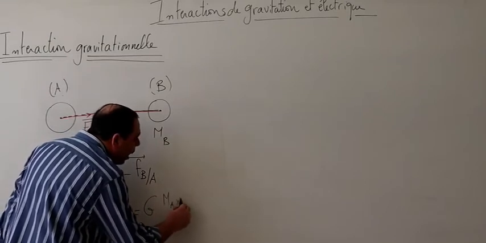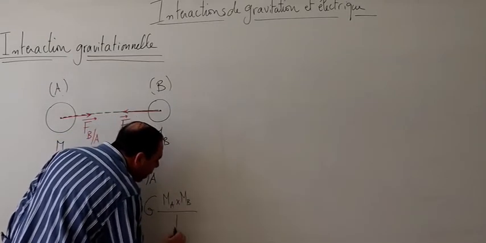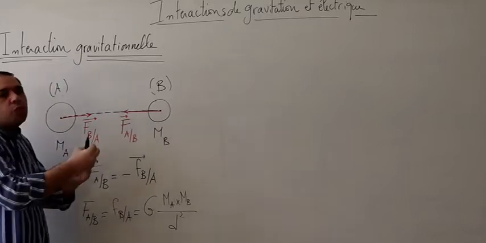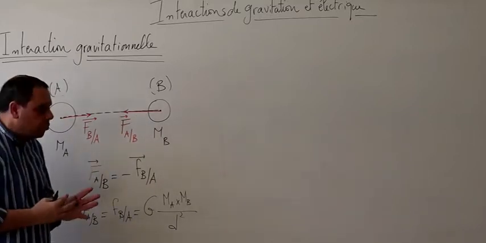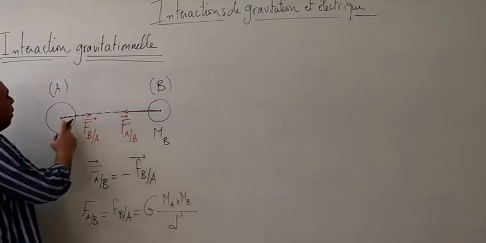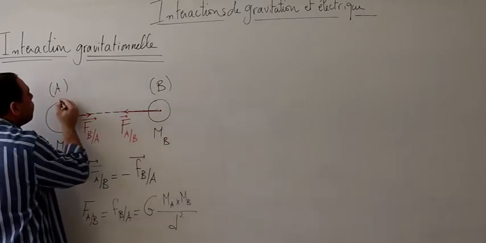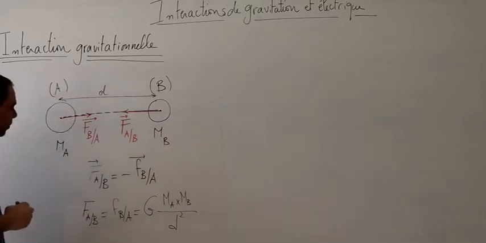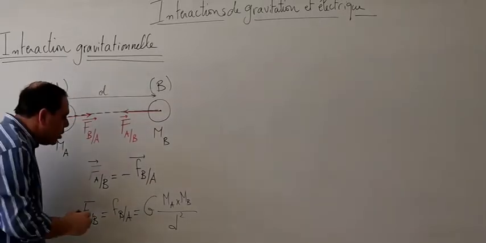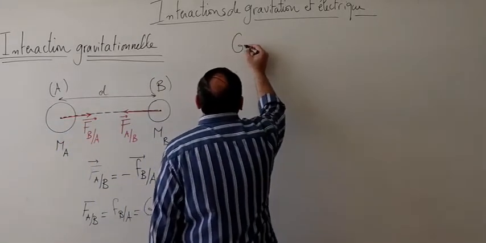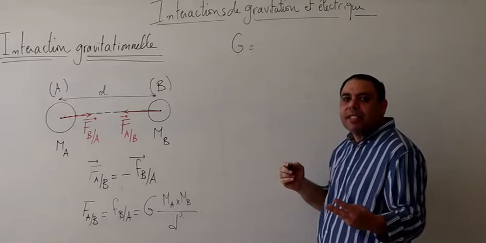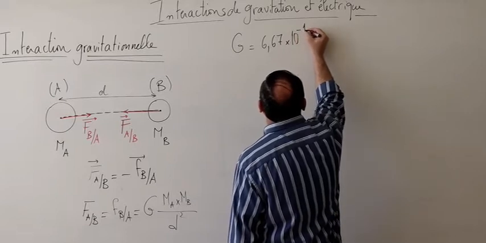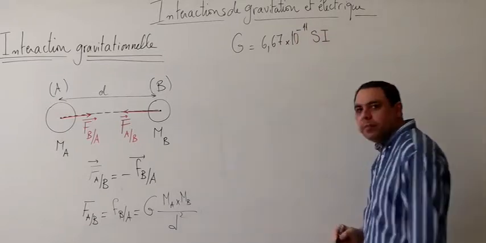They are equal to G multiplied by the mass of A multiplied by the mass of B divided by the square of the distance between their centers, if the bodies are punctual or homogeneous spheres. D is the distance between their centers. G is called the universal constant of gravitation. It is always equal to 6.67 times 10 exponent minus 11 in the SI system of units.